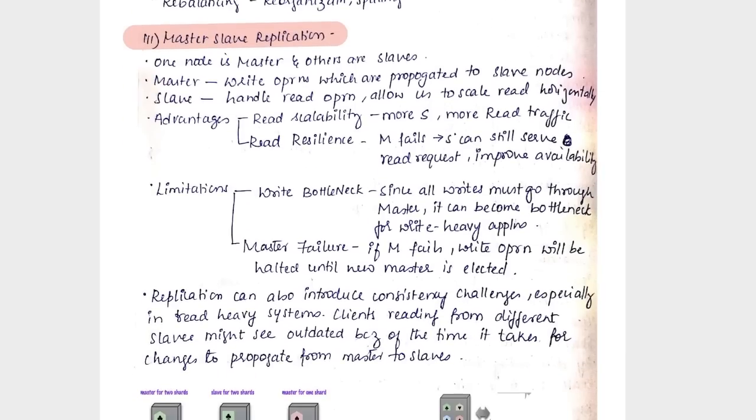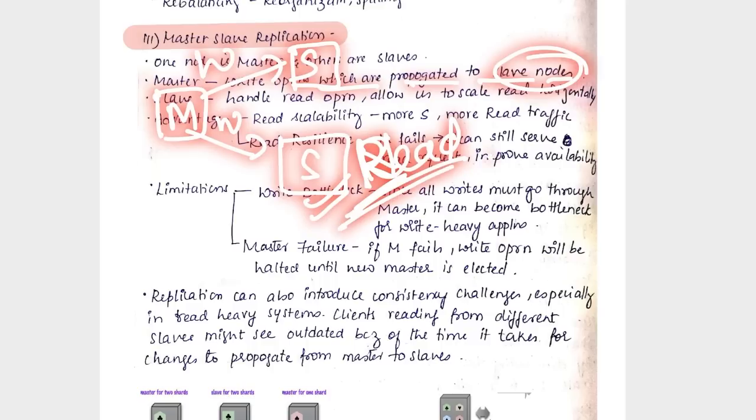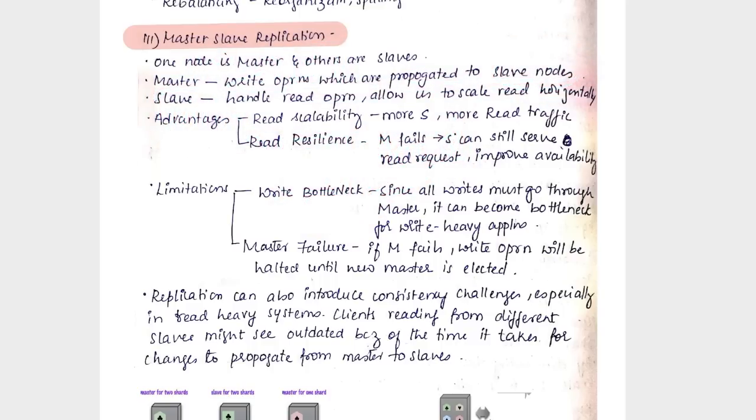Next we have master slave. Master slave is a simple technique where one node is master, other nodes are slaves. The master will perform all the write operations, and these writes are propagated to the slave nodes. Slave nodes are only capable of handling the read operations. So read operations will allow us to scale the reads horizontally.